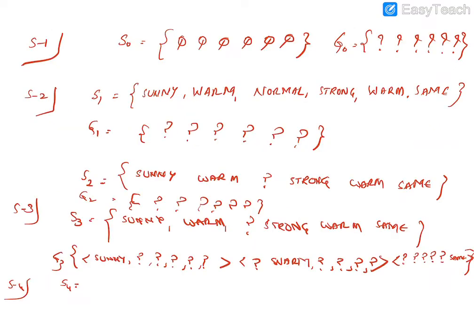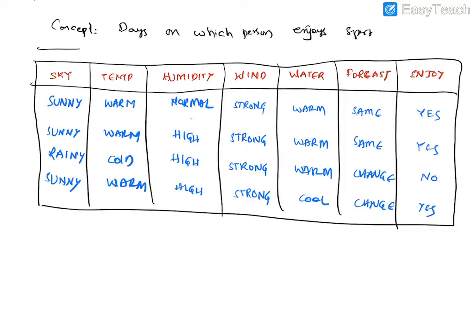If you are going to compare with the more specific, what is this? This is the more specific, right? And this more specific is going to be compared with our fourth record. Then what is going to happen? See here. Sunny, and then warm, question mark, strong. Here it is warm and same. But what is in the fourth record? If you go to the fourth record, there is cool and change.